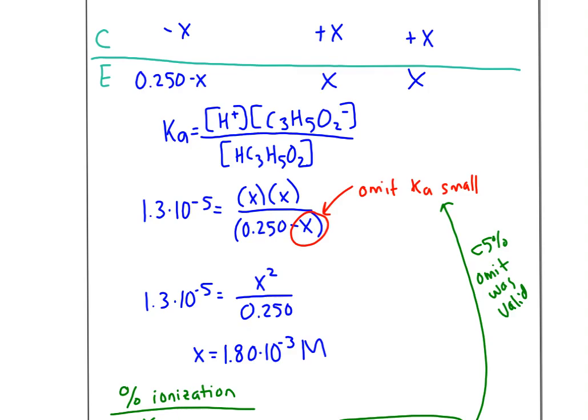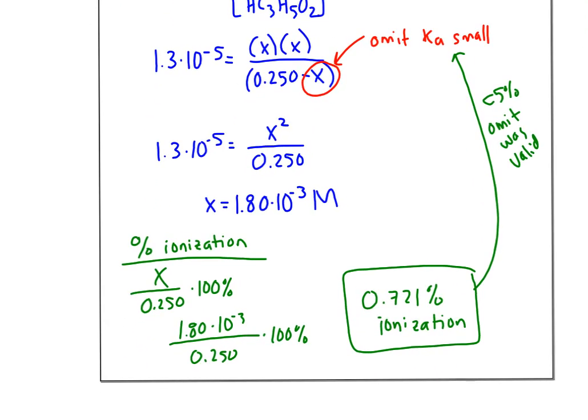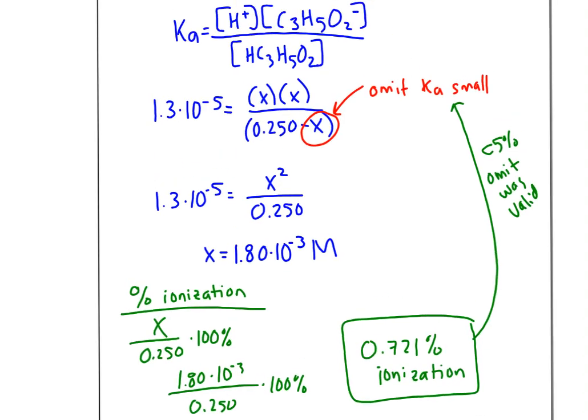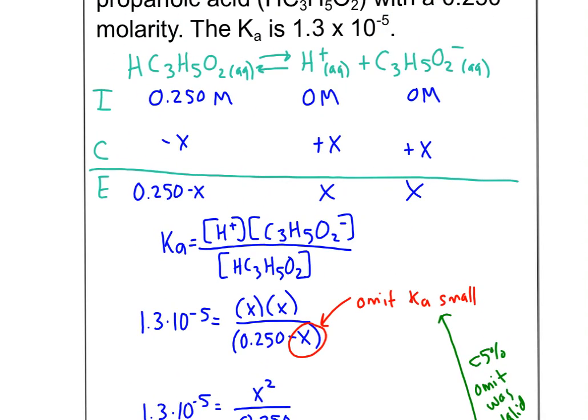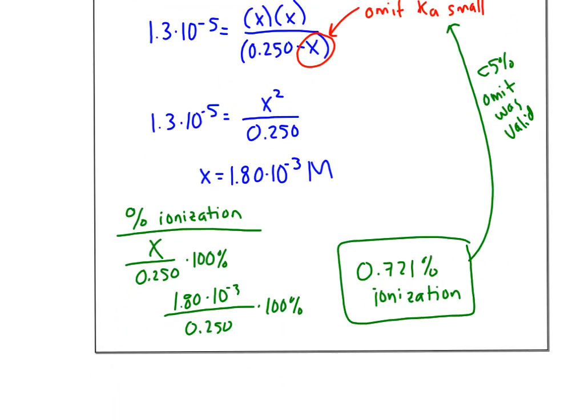So hopefully you got this far. Percent ionization, remember, is whatever X is divided by the starting concentration. So if you look, I want to know essentially what percent of this acid broke down. What is the percent of minus X from what we started with? So I'm going to take X divided by 0.25.